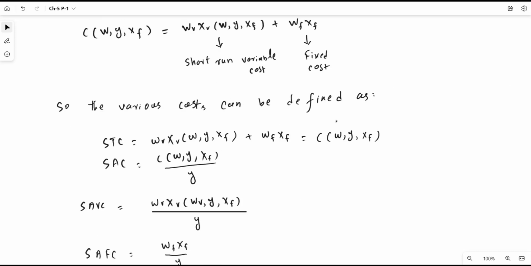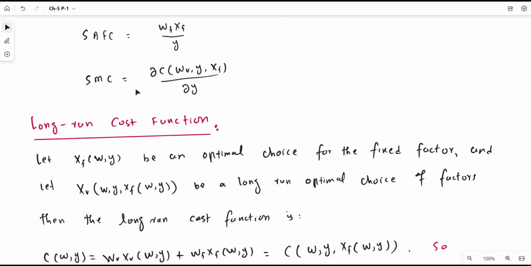So if the total cost function is given like this, that is the sum of the variable cost and the fixed cost, the average cost can be calculated as total cost divided by the units of output, right? Short run average variable cost is equal to total variable cost, which is this portion, divided by output level, and short run average fixed cost is equal to fixed cost divided by output level. Similarly, if we are interested in the short run marginal cost, we take the derivative of the total cost function with respect to output, so we get the slope of the total cost function, which is also known as the marginal cost function.